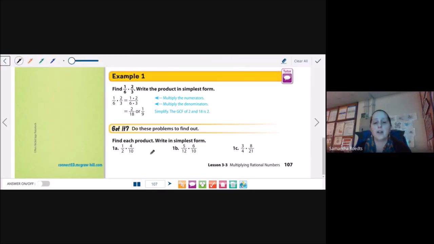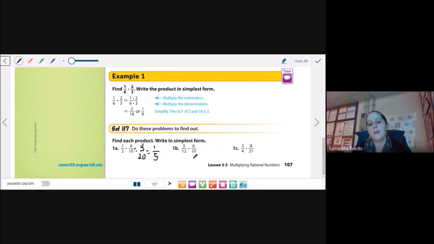We can also find the product of 1/2 times 4/10. So again, 1 times 4 equals 4. 2 times 10 equals 20. Okay. I can then simplify this. They both are divisible by 4. 4 divided by 4 is 1. 20 divided by 4 is 5.